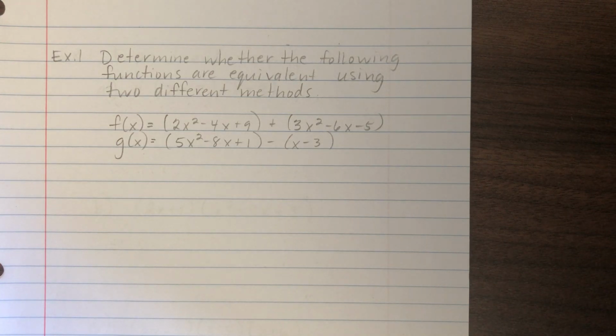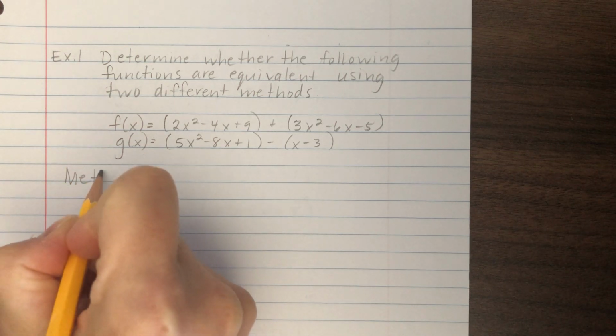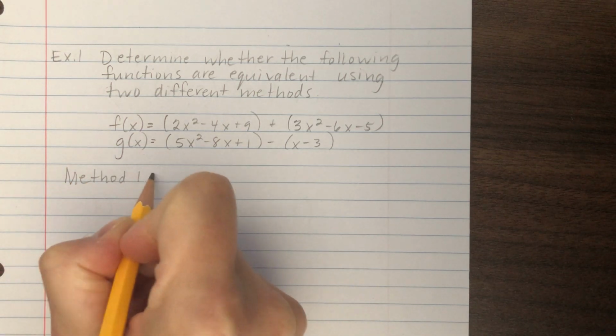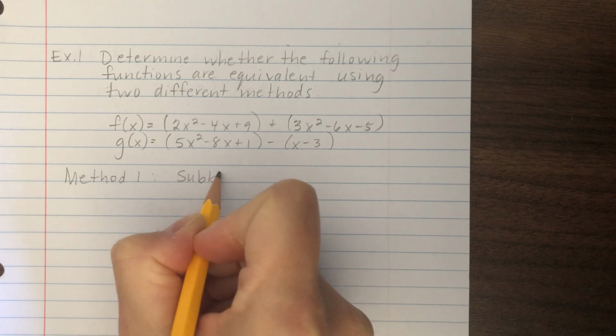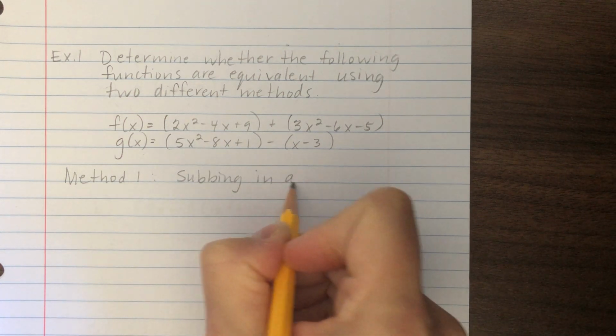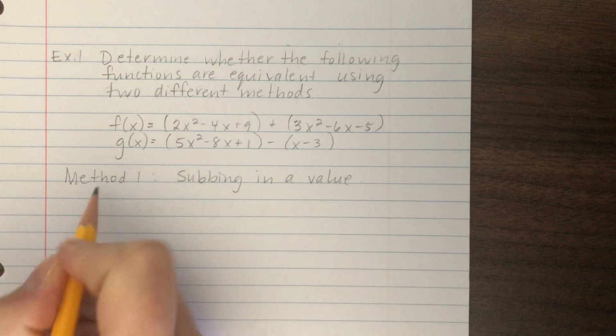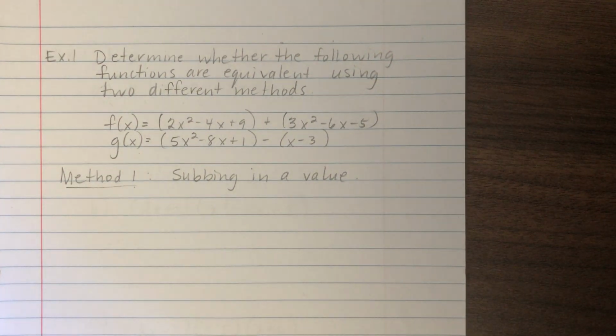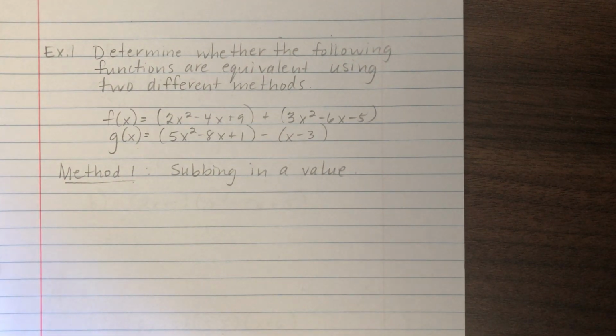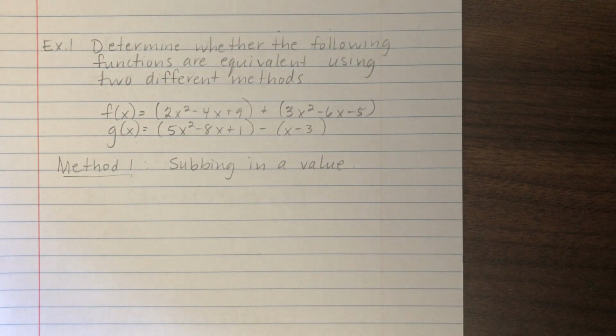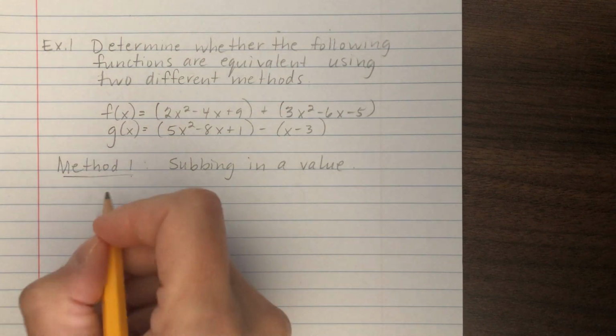Example 1, determine whether the following functions are equivalent using two different methods. So the first method I'm going to try is subbing in a value. You can choose any value for x that you would like. I'm going to start with 0. Sometimes it's convenient to use because it would eliminate any of the terms that contain x.